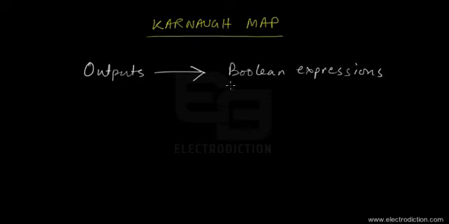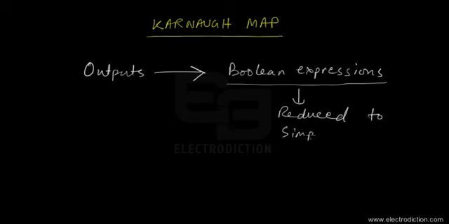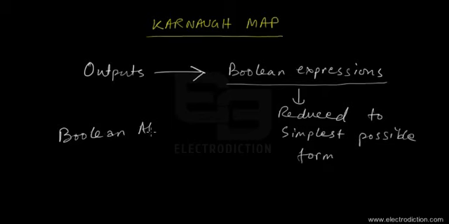Now these Boolean expressions that we can derive for each circuit need to be reduced to their simplest possible forms. The basic technique to reduce a Boolean expression to its simple form is by the use of the laws of Boolean algebra.